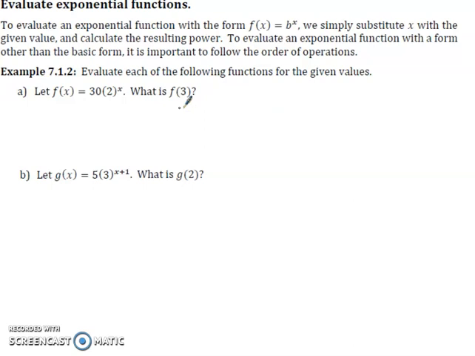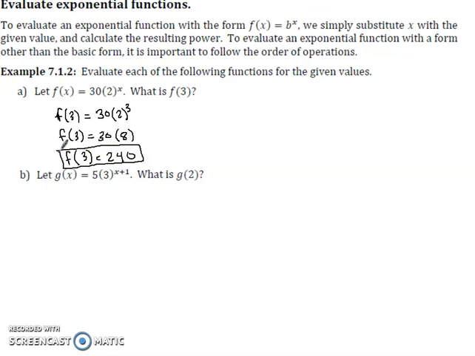So we are looking for the value of f of 3, which means that they are asking us to replace our x value with 3. So I've got 30 times 2 to the power of 3. F of 3 is equal to 30 times 8, and 30 times 8 is 240. So f of 3 is 240. All I did is I plugged in that 3 to see what the output would be.